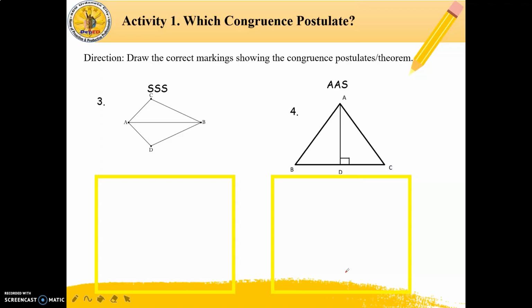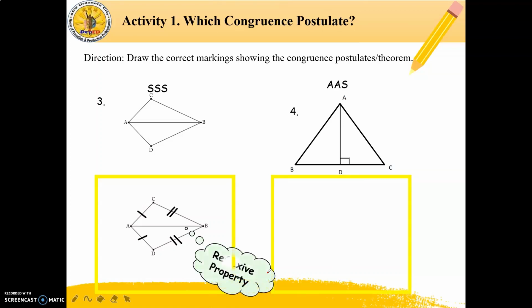For number 3, for these two triangles to be congruent using SSS congruence, we have to show that the three corresponding sides of the two triangles are congruent. So marking this side with one line and the other side with one line, the remaining side with two lines, and the overlapping side, through reflexive property, the two triangles are now congruent using SSS congruence.